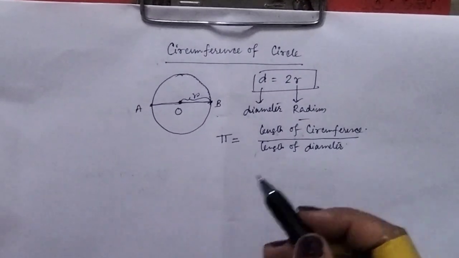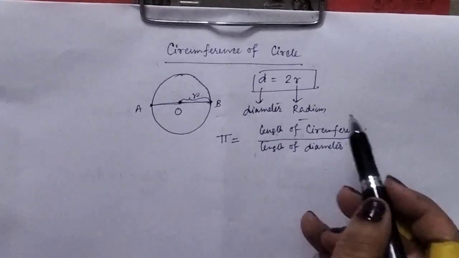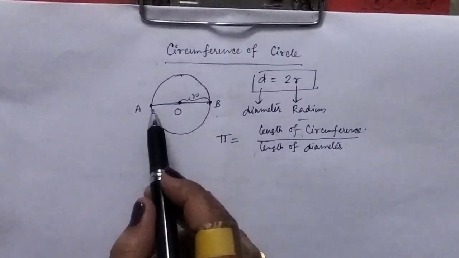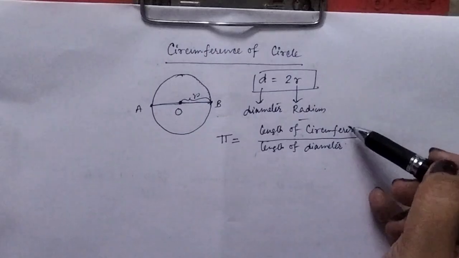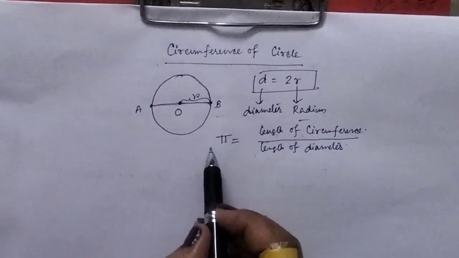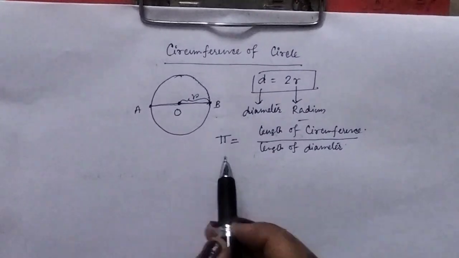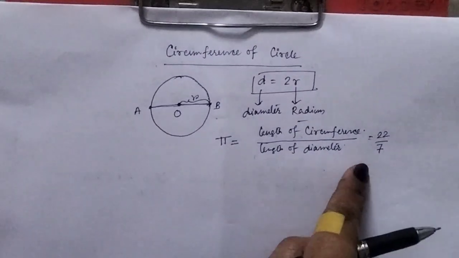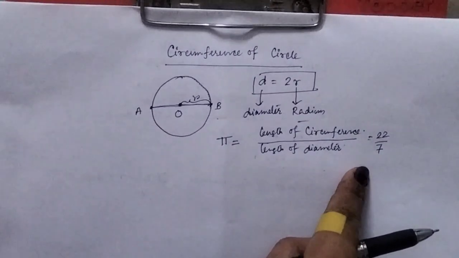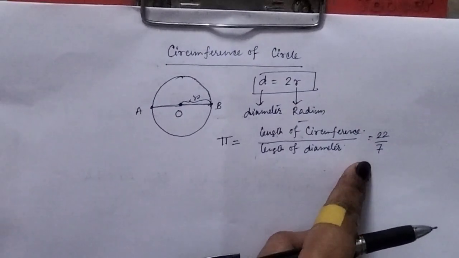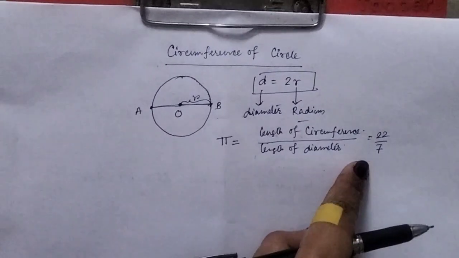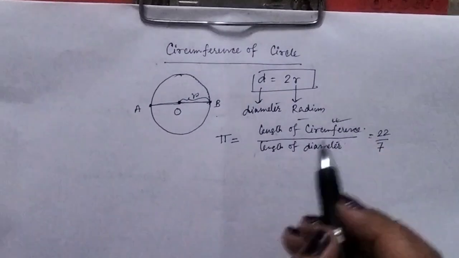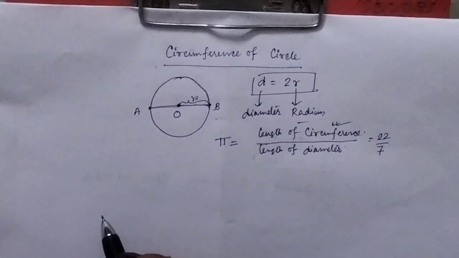Okay, so if you choose any circle and you measure the circumference length as well as the diameter's length, you'll find that these two are in a fixed ratio, which is pi. The measurement of it is 22/7. Okay, this is a fixed ratio for all types of circle, for all circles, right? For all circles.